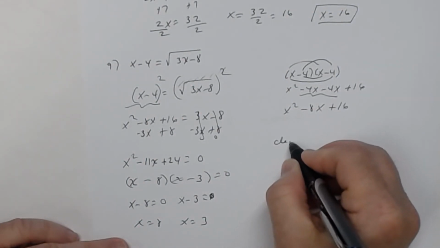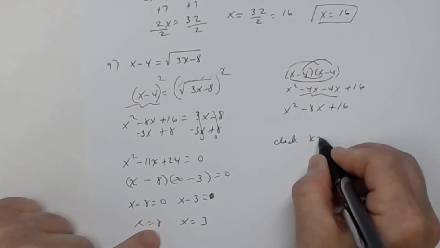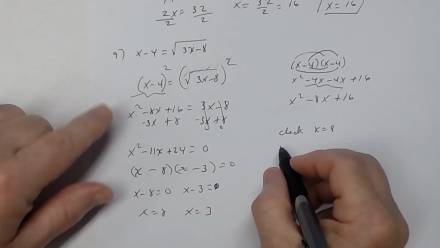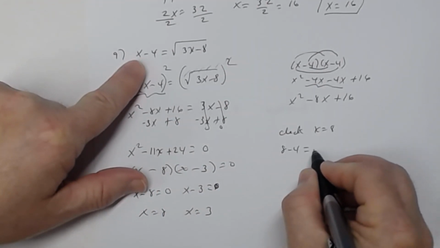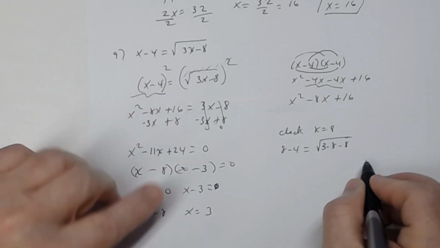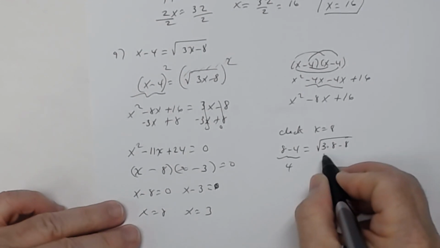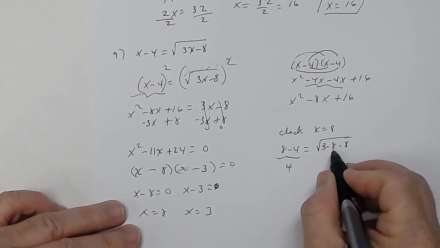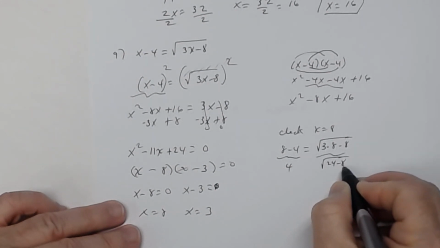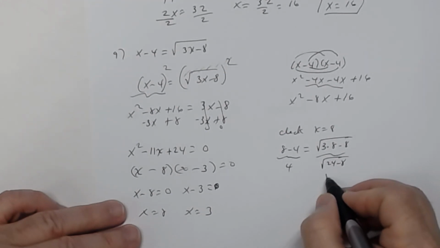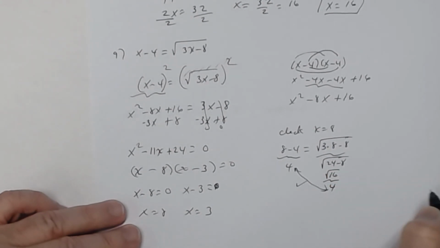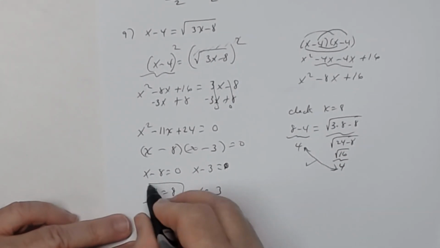So let's check the first one, x equal 8. You go back to the original, and where we see the variable x, substitute 8. So I get 8 minus 4 equal the square root of 3 times 8 minus 8. All right, 8 minus 4 is 4. Now let's look at this side. 3 times 8 is 24. So this becomes the square root of 24 minus 8. 24 minus 8 is 16, and the square root of 16 is 4, and notice those are equal. So x equal 8 is going to be a solution.